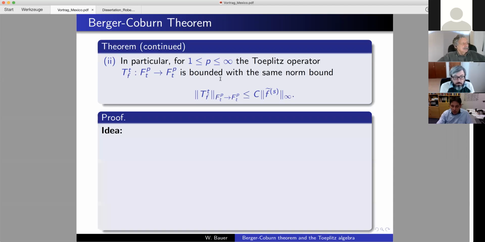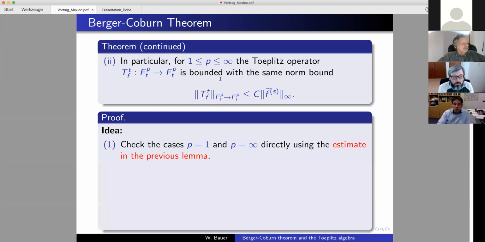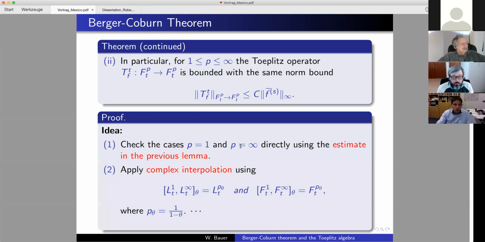And actually the proof is rather simple. You just check it by using the inequality I just showed you in the case p equals 1 and p equals infinity by a direct calculation. That's rather easy. And then you use interpolation, a complex interpolation.